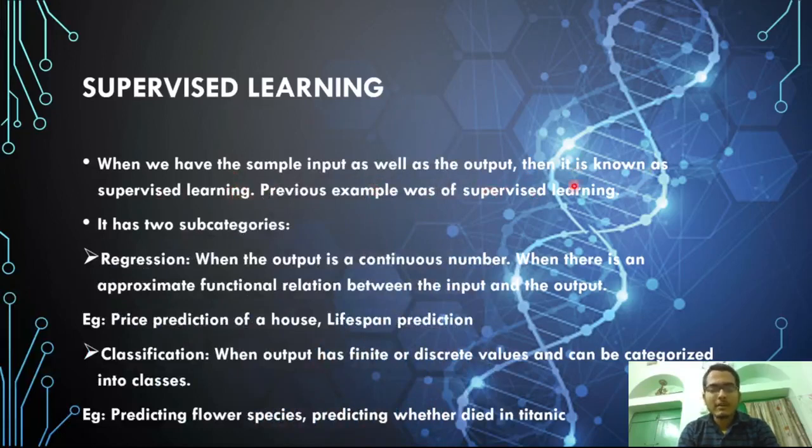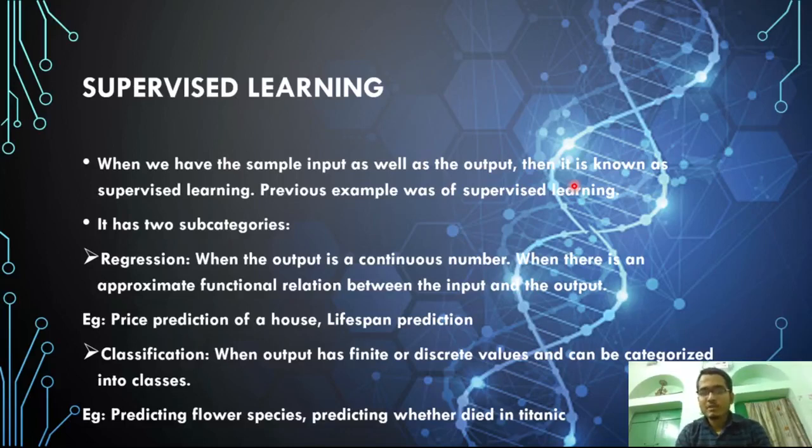The example of height and weight: we have the value of height in our training data. We also have the value of weight. Both values are provided to us. Then we are asked to find out the weight of some unknown height, right? So when both the input as well as the output are given, it is known as supervised learning.